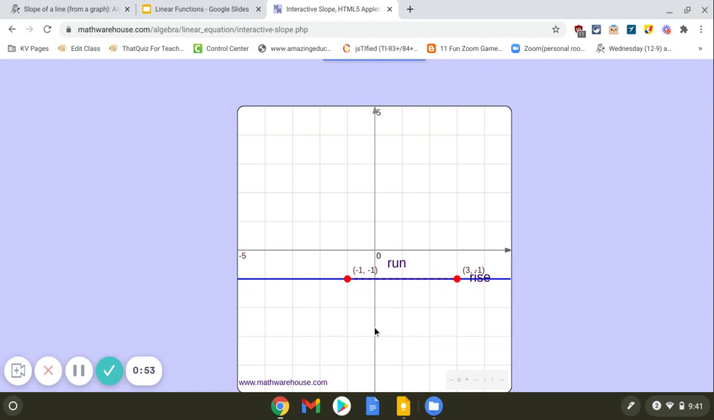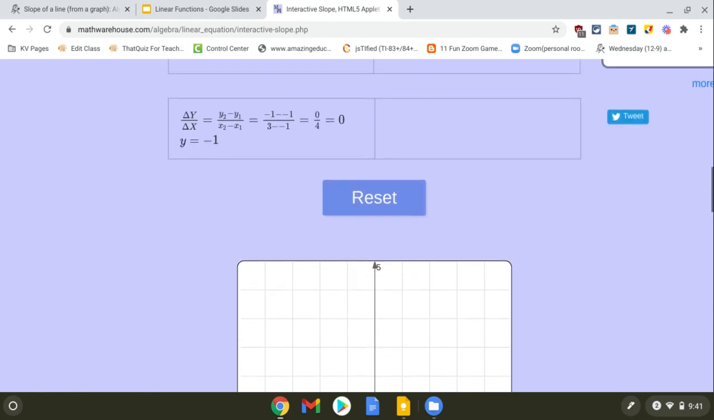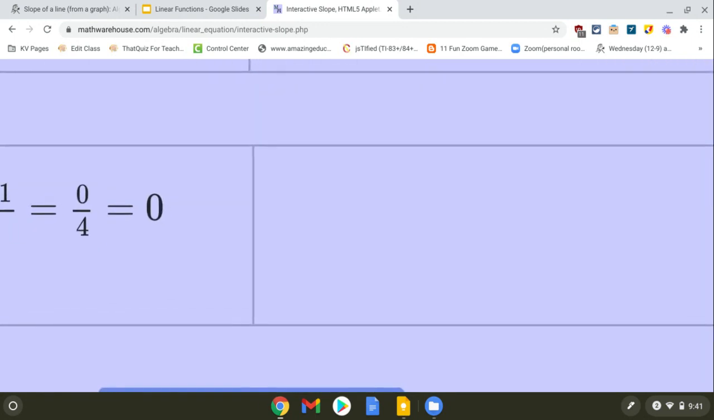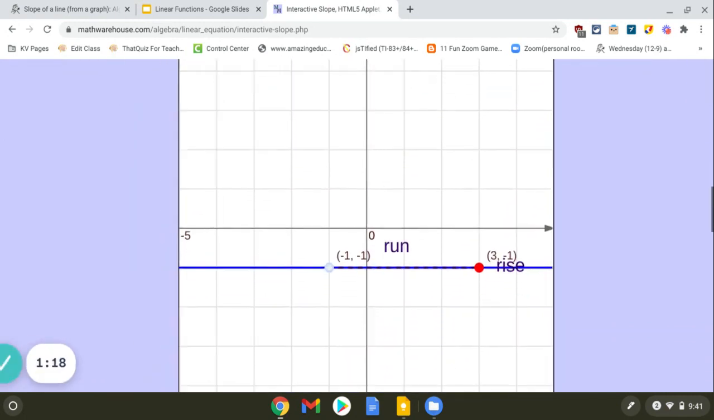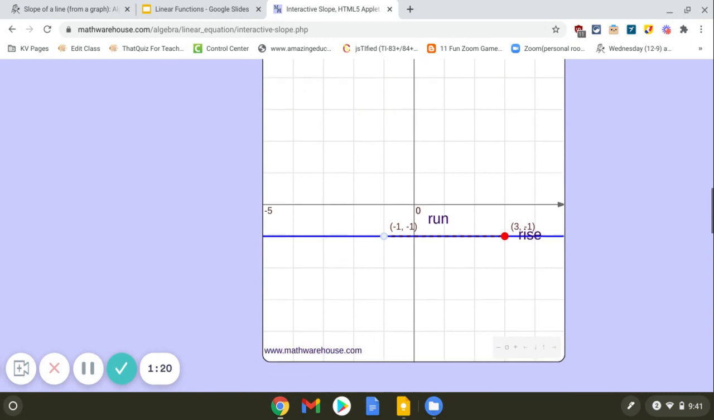So you know how the top number of the fraction is how much it goes up and down, and the bottom is how much they go left and right between the points? Well, the up and down between these is nothing, and the left and right is 1, 2, 3, 4. So it would be 0 over 4, all right? And that's what they have here, 0 over 4, which is 0. So if you're asked to find the slope of a horizontal line, it's just 0, because it's 0 up and down.